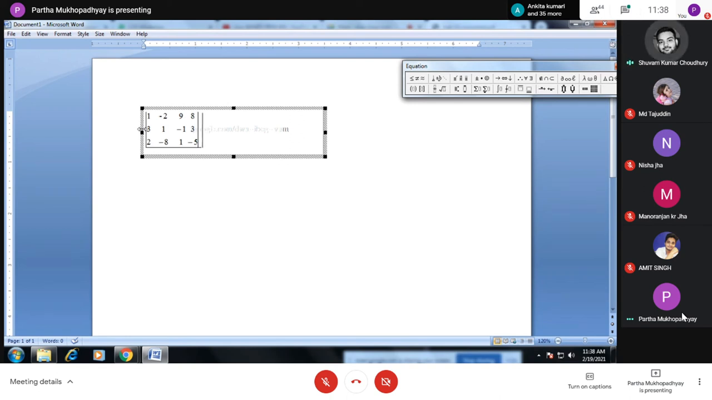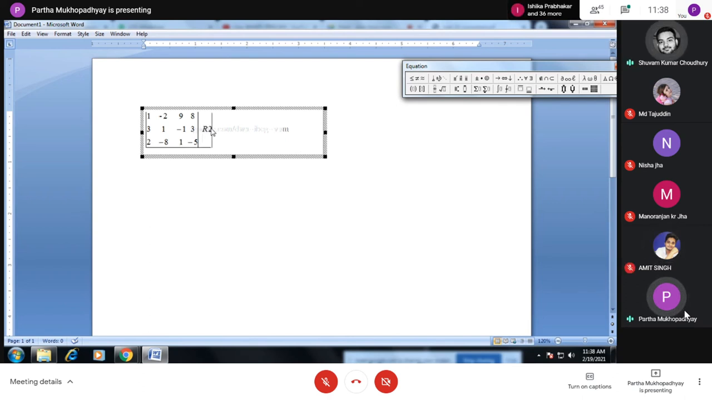The second row and third row, first elements. First column, second row, third row. Okay, so this 3 and 2. So what should be the row operations? Tell me. What should be the row operations? It can be R2 - R1.